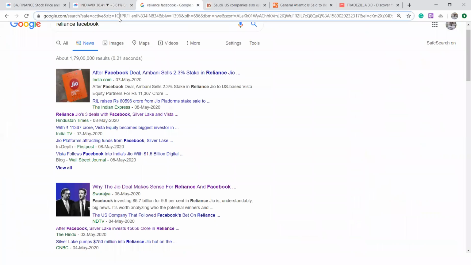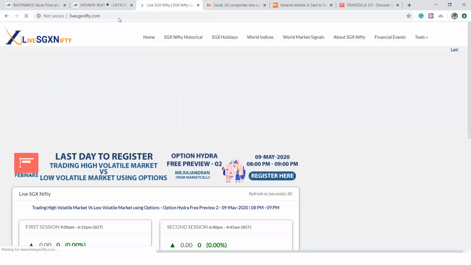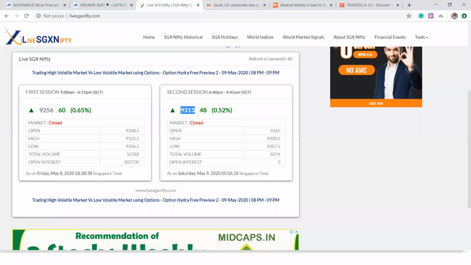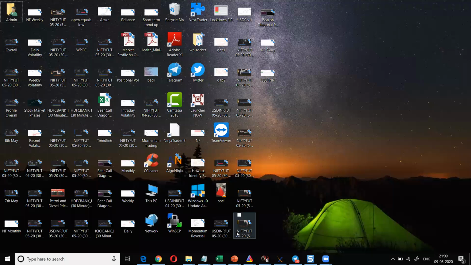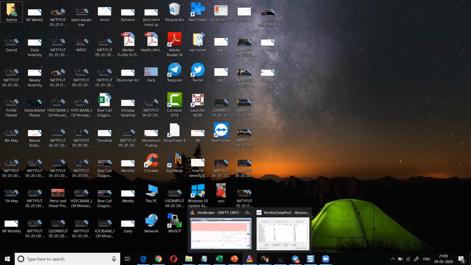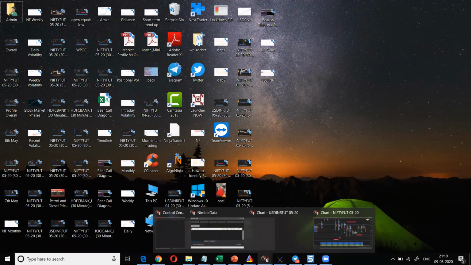So let me go to the live SGX Nifty. What we can figure out from the live SGX Nifty is that it is somewhere, okay, 9313, is what it is currently trading. Some bit of positivity is there because the global markets closed positive. But Monday, it might reflect a different reality. All right. So overall, SGX Nifty is trading positive, but that's fine. Not much of a bigger impact in SGX Nifty.